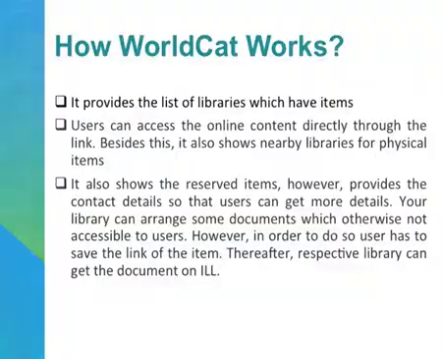Now you need to understand how WorldCat works. It provides the list of libraries which have items. Users can access the online content directly through the links. Besides this, it also shows nearby libraries for physical items. It also shows the reserved items, and provides the contact details so that users can get more details. Your library can arrange some documents which are otherwise not accessible to the user. However, in order to do so, the user has to save the link to their item. Thereafter the respective library can get the document on interlibrary loan.